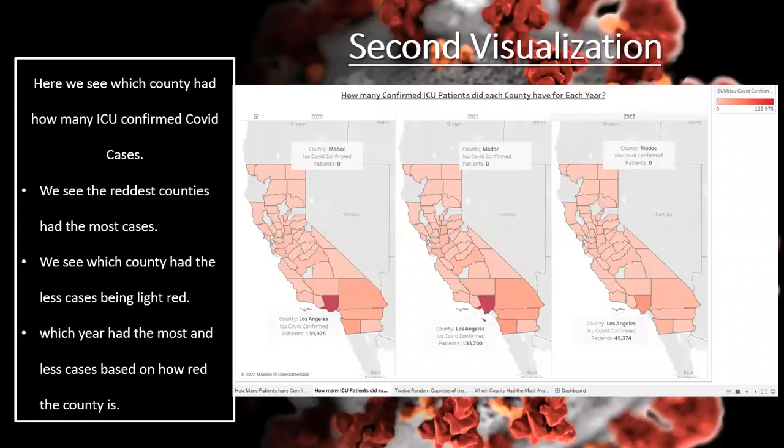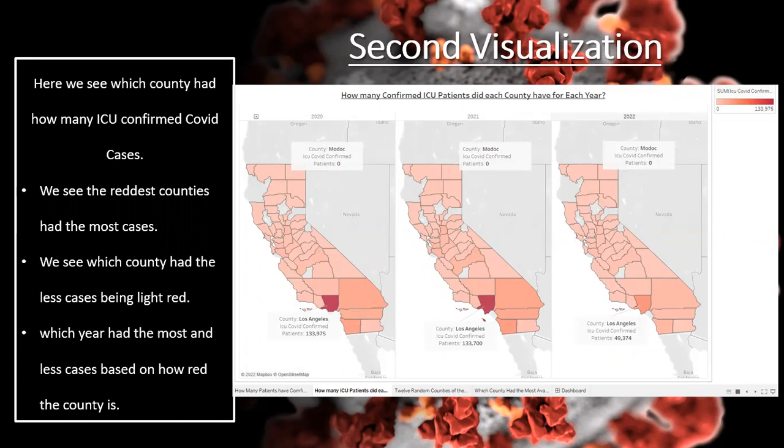Here is the map of California. We see in red which counties are dark red, or very dark, are having the worst cases, and the ones that are very light have low cases.